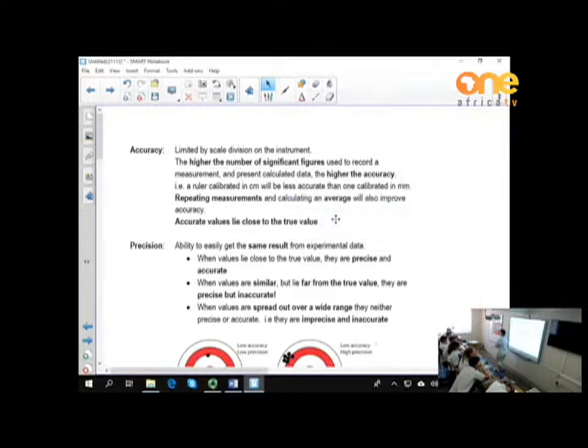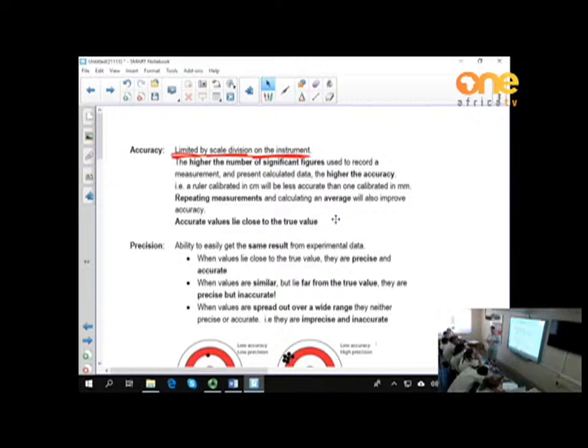Accuracy. The accuracy is limited by the scale division on the instrument. You can never be more accurate than the instrument. The higher the number of significant figures used, the higher the accuracy.